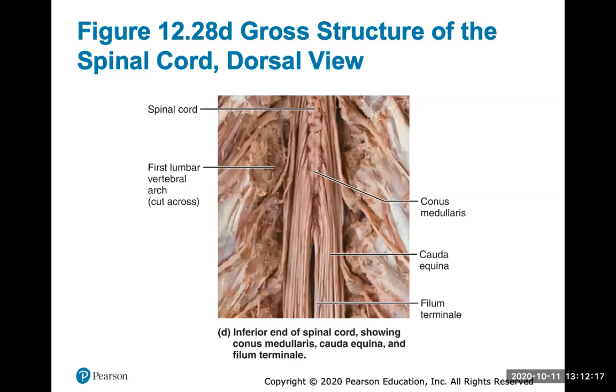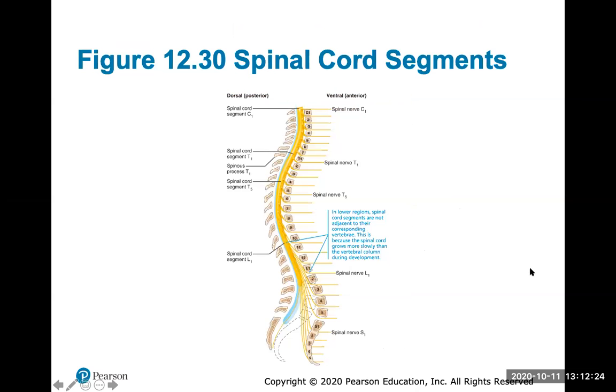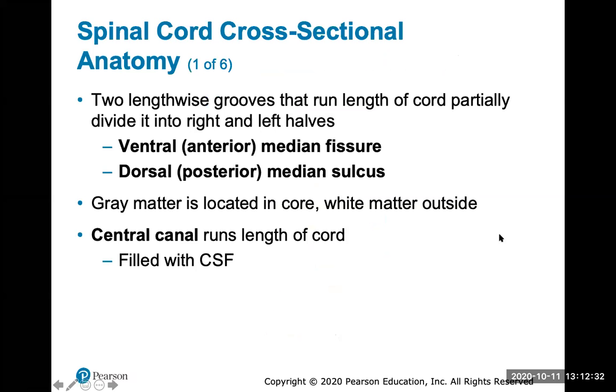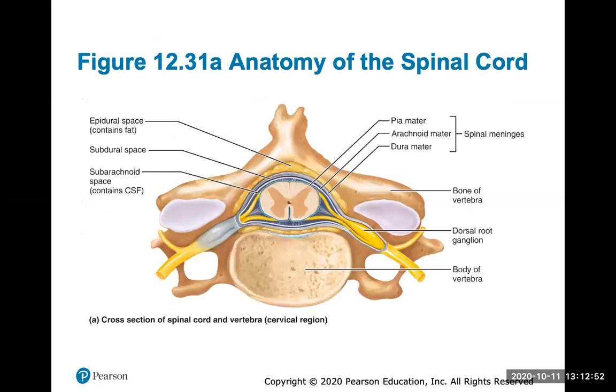And some more looks here showing the cauda equina at the base of the spinal cord, at the end of it when the spinal cord ends. Here it looks at the curvature of the spinal cord. It follows the curvature of the vertebrae as well. If we look at cross sections, there are 2 lengthwise grooves that run the length of the cord and divide the cord into right and left halves, whether it's on the anterior or posterior dorsal side. Gray matter is located in the core and white matter is on the outside, and the central canal will run the length through the cord filled with cerebrospinal fluid.